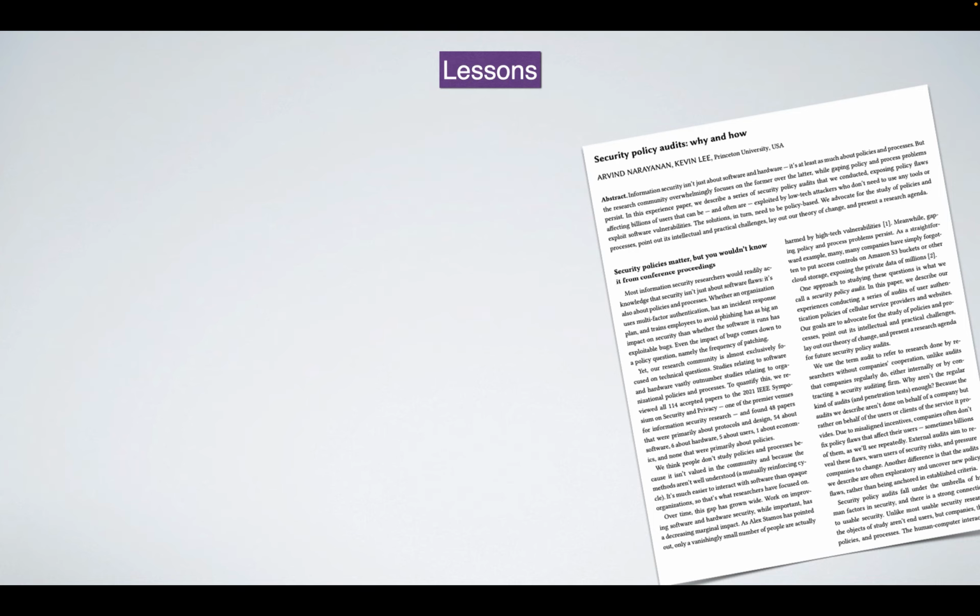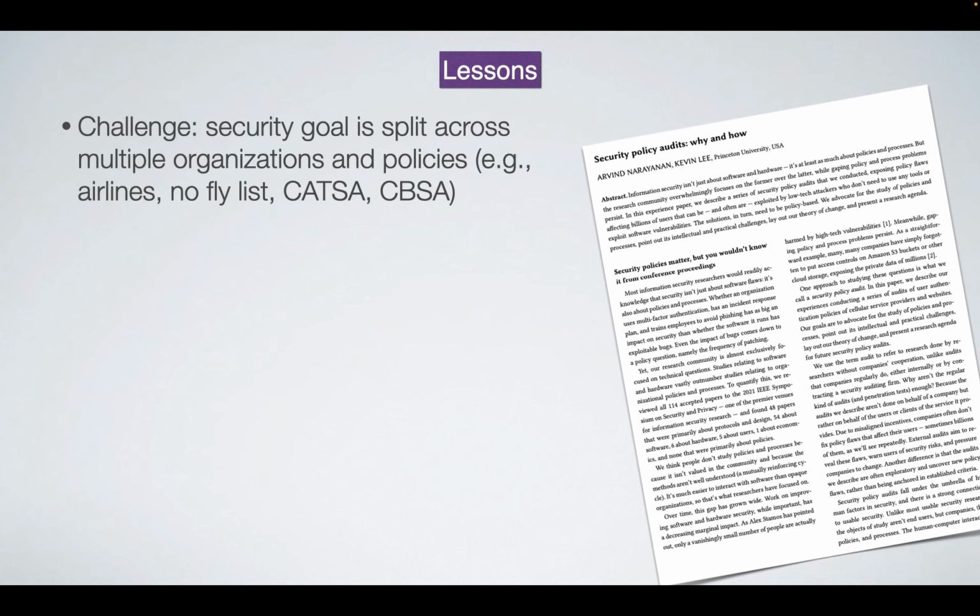Okay, so that was the whole airline thing. So thank you for going through the airport with me. So what are some lessons that we can learn from all this policy and procedure stuff? And so there's a couple challenges, I guess, that make this hard. Like, why is it that no one noticed that flaw where you could have two fake boarding passes, right?